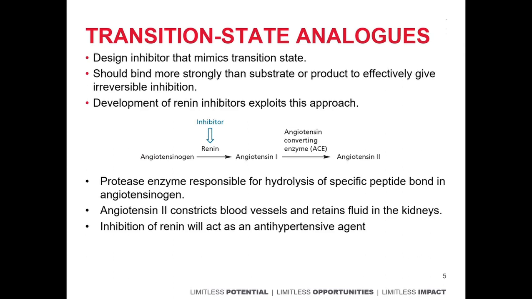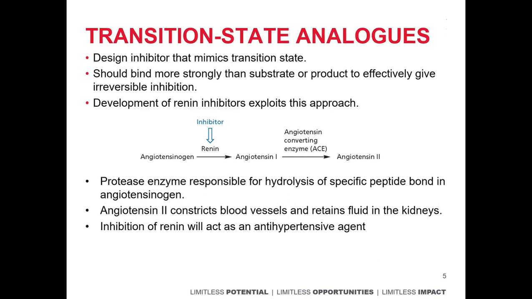So renin is an enzyme that converts angiotensinogen, which is a peptide-coupled hormone, into angiotensin 1. Now, angiotensin 1 is a peptide which is then broken down to a shorter peptide called angiotensin 2. This happens when angiotensin 1 is converted into angiotensin 2 by the angiotensin converting enzyme, called ACE. Angiotensin 2 acts as a blood vessel constrictor and also retains fluid in the kidneys, and so it can be a cause of high blood pressure.